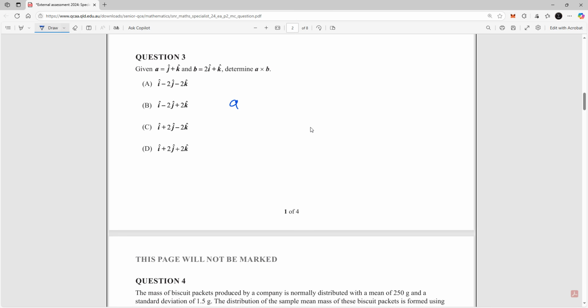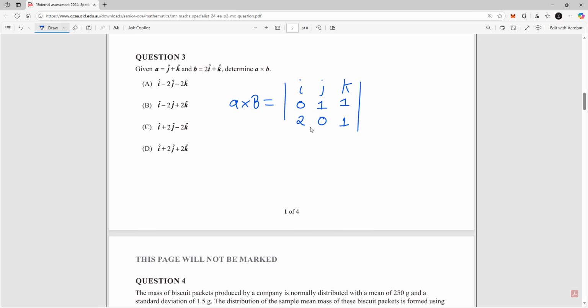If we're doing a cross b, you make a determinant of a 3x3 matrix where the top row is i, j, and k, and the bottom rows are the first vector a, which is 0 because there's no i component, plus one lot of j, and plus one lot of k. And then for b, we have 2i, 0j, and 1k.